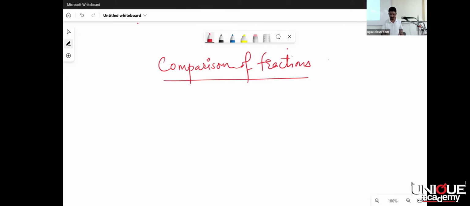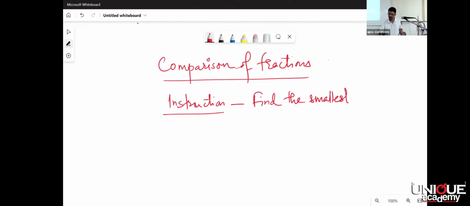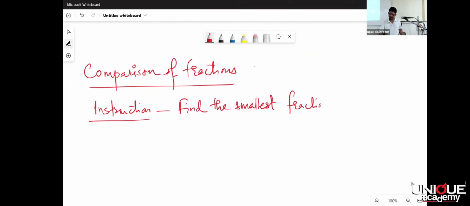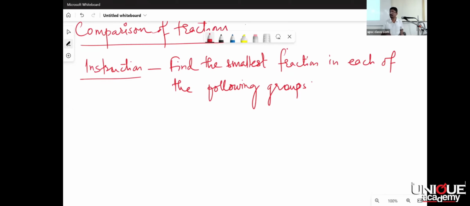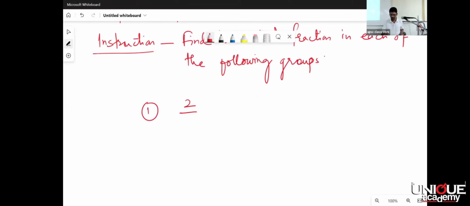So here, I would like to give you, please write down the instruction: Find the smallest fraction in each of the following groups. Okay, so for the first group I would like to give you 2 upon 13, 5 upon 13, 9 upon 13, 11 upon 13, 17 upon 13.